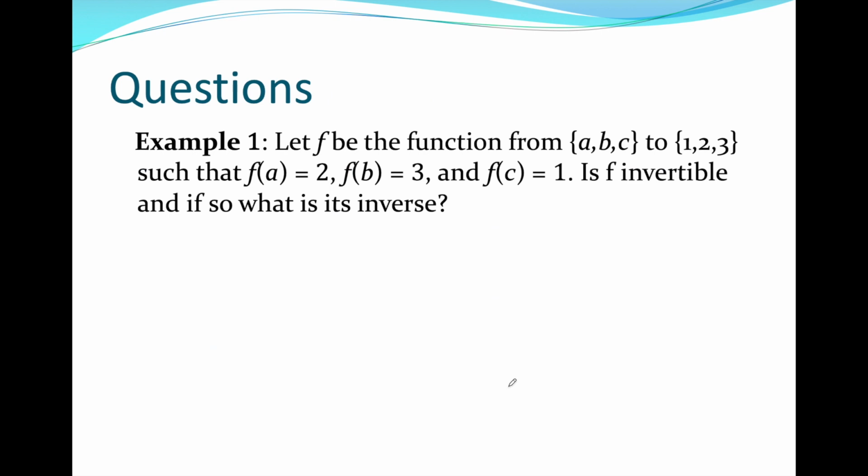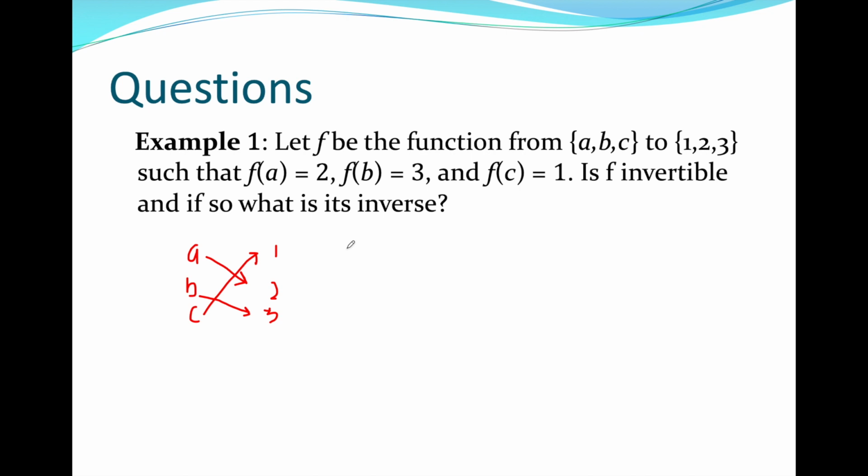Let f be the function from {a, b, c} to {1, 2, 3} such that f(a) = 2, f(b) = 3, f(c) = 1. So now we have two sets. We have elements a, b, c, and we also have 1, 2, 3. So now f(a) is equal to 2, f(b) is equal to 3, f(c) is equal to 1. Alright, so the very first thing that you have to do before you can proceed to find the inverse of f is to check whether it is a bijection or not.